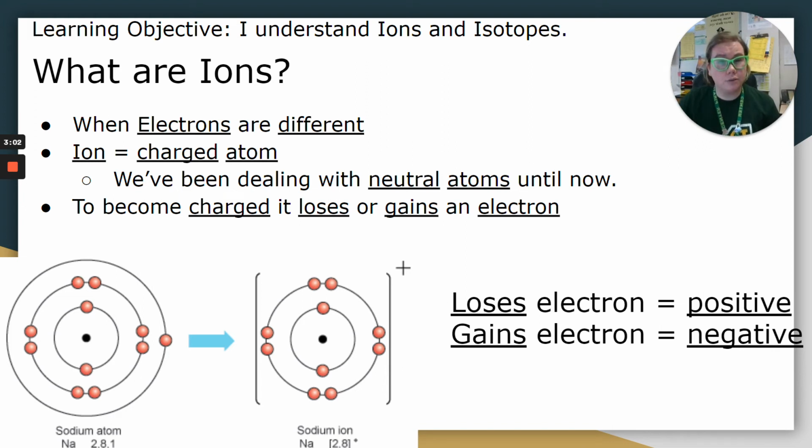And the opposite is also true. When you gain an electron, it becomes negatively charged. So if we went from 3 and 3 for protons and electrons to 3 and 4, now we have a negative charge because we have 4 negatives and only 3 positives.